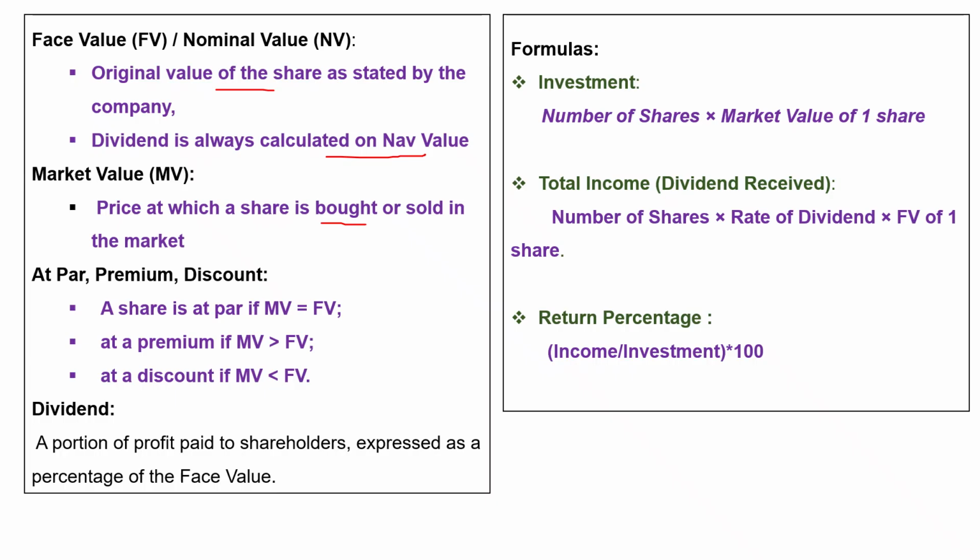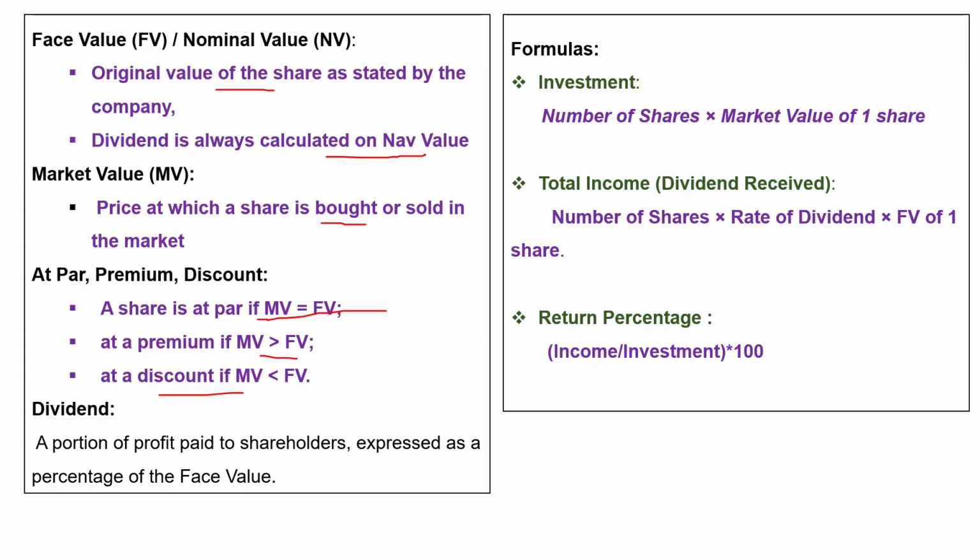Now there are three concepts: at par, premium and discount. As you know, this market value keeps on changing. So if it is equal to the face value, then it is at par. If this market value is greater than your face value, then share is purchased at premium price, and if this market value is less than face value, then we say we get the share at discounted price.